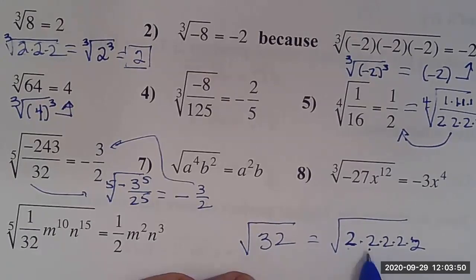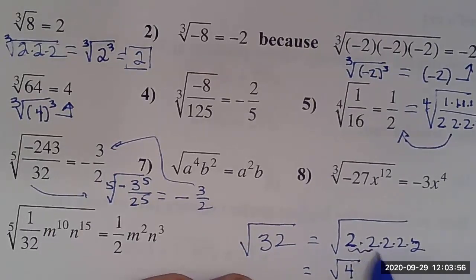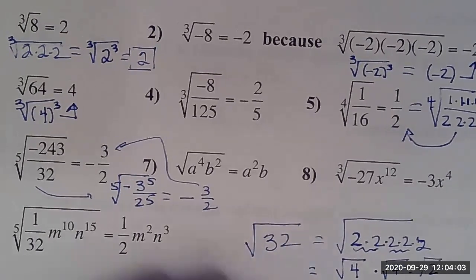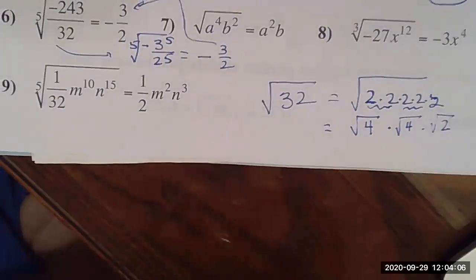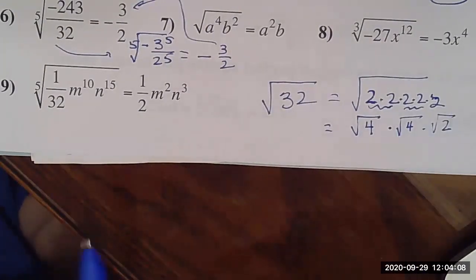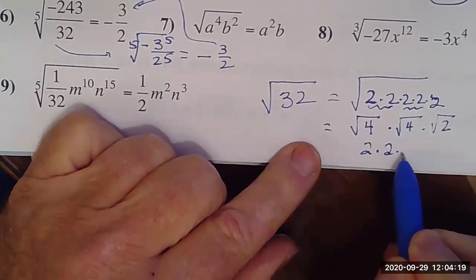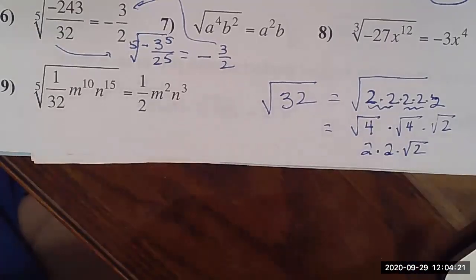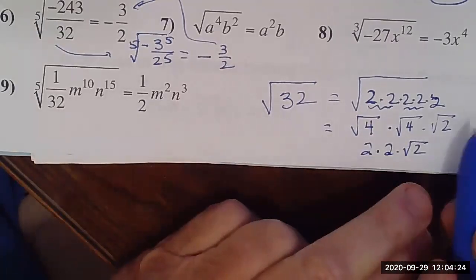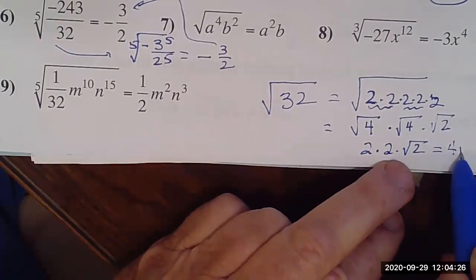Now, that's a perfect square: 2 times 2 is 4. I could rewrite this as the square root of 4 times the square root of 4 times the square root of 2. So yes, you can break up the square root of a product of numbers into the product of square roots. This gives you 2 times 2 times, and this is a leftover, root 2, which gives you, at the end, 4 root 2.